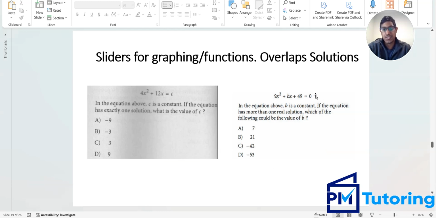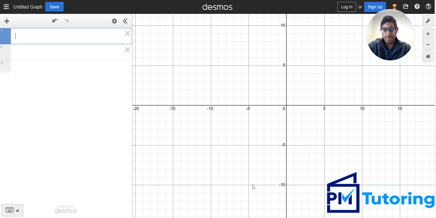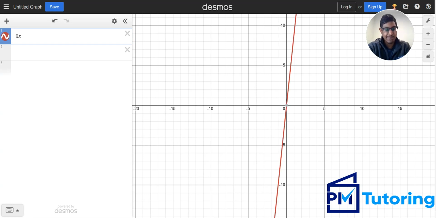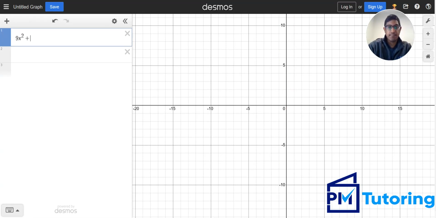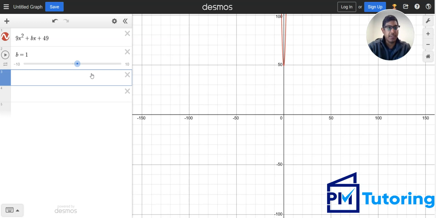So this is another quadratic function set equal to 0 now. Again, when we have it set equal to 0, that's basically the line y equals 0, which is our x-axis. So we're looking for intersections with the x-axis. So if it has more than one real solution, again, we could just type in our function. And that gives us 9x squared plus bx plus 49. And so when b equals 1, there's our parabola over there.